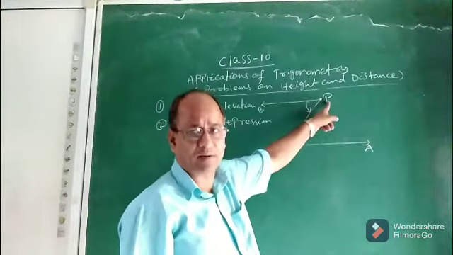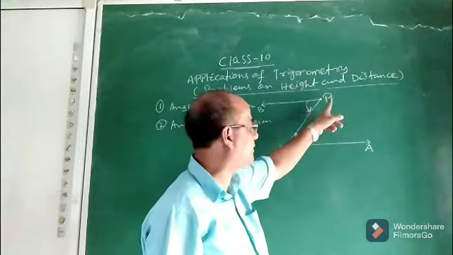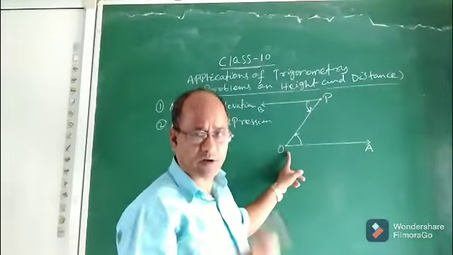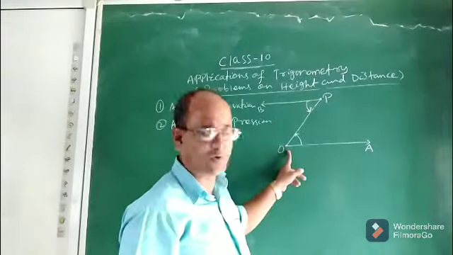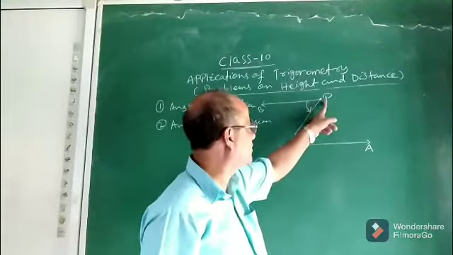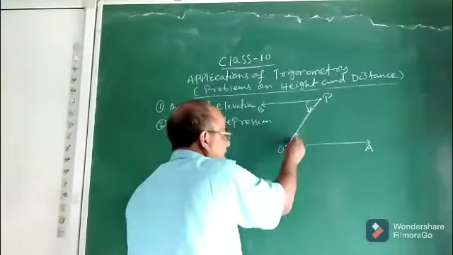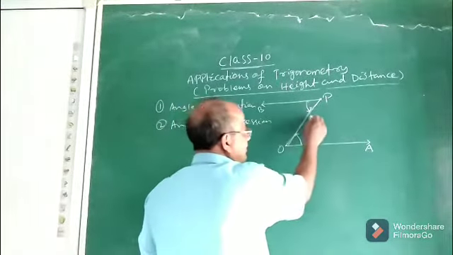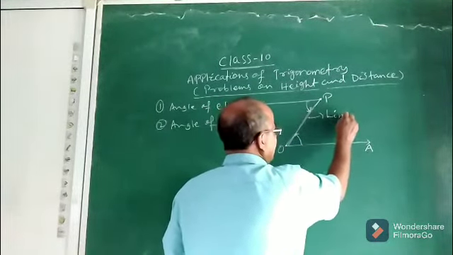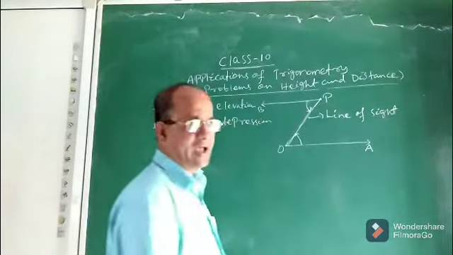Now suppose the boy is looking at the bird at P. The boy is standing, which means the eyes of the boy are here at the point O. Here is the bird sitting on a tree. Now when the boy observes the bird sitting on the tree, this line OP, what is this line called? This line is called the line of sight. I am writing here: line of sight.